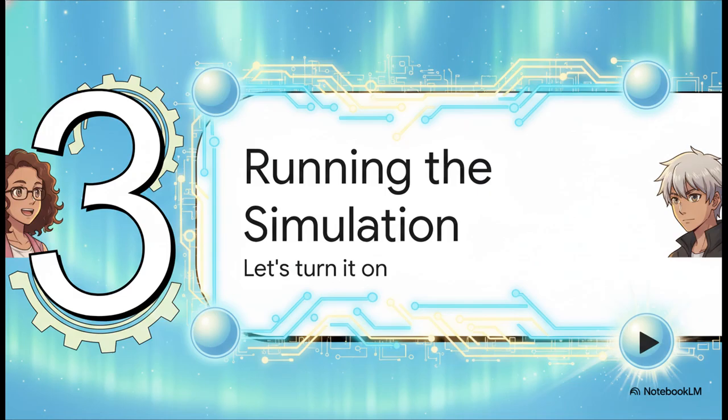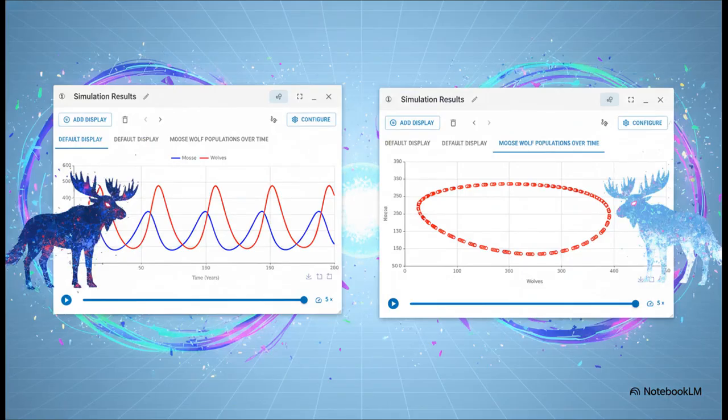Okay, let's recap. We've got our stocks, we've got our flows, and we've got that all-important rule connecting them. Our little virtual world is built. So, now for the fun part. Let's hit the play button and see what happens. And there it is. Look at that. It's the exact same pattern we saw at the very beginning.